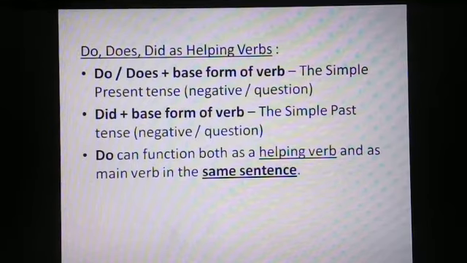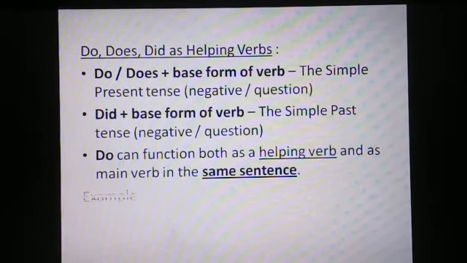And do, boys and girls, can function both as helping verb and as main verb in the same sentence. And remember this, children, when we are saying do can function, we mean do, does, did, right? Here do refers to do, does, and did. They can function both as a helping verb and as a main verb in the same sentence.